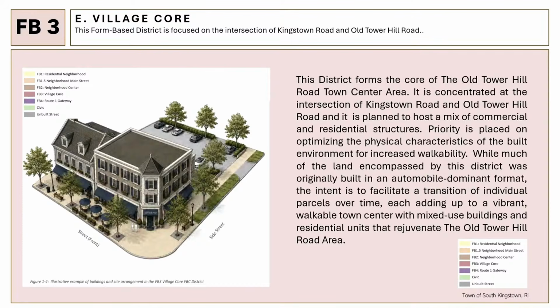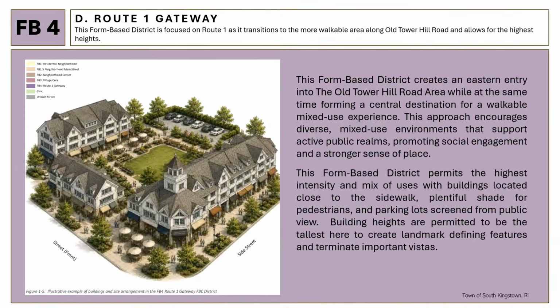FB3, 3 to 4 story buildings, primarily associated with Old Tower Hill Road and Kingston Road. And then FB4 is the potential redevelopment, not tomorrow, not 5 years from now, at some point in time, if a property owner decides that they want to redevelop their property, and to do it in that non-automobile centric scenario. Again, these are graphic representations of what potentially could be.